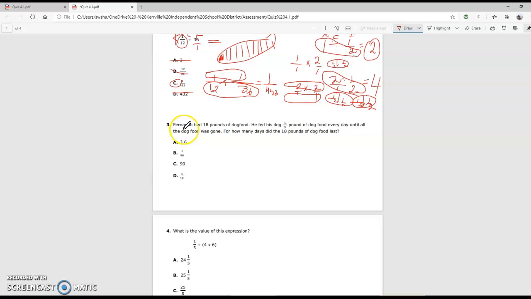Now, this one says Fernando had 18 pounds of dog food. This is the total, right? 18 pounds of the dog food. That's what he had. He fed his dog 1/5 pound of dog food each day, until all the dog food was gone. For how many days did the 18 pounds of dog food last? Remember, you start with your total and you're splitting it. So you start with 18 and you're splitting it by 1/5.